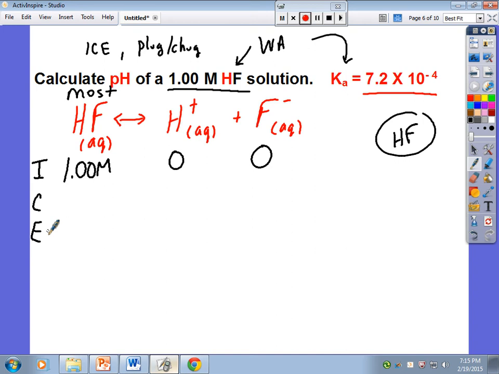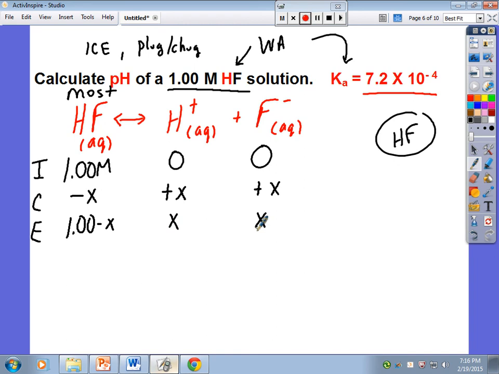Initial, I have down. Where's my change coming from? My stoichiometry. I've got one here, and one here, correct? Okay, so keeping that in mind, I'm going to subtract 1x, because it's going away, add 1x, and add 1x, because each of those have a 1-to-1-to-1 relationship. Which leaves me with 1 minus x molarity for my HF, an x molarity for my H plus, and an x molarity for my fluoride.